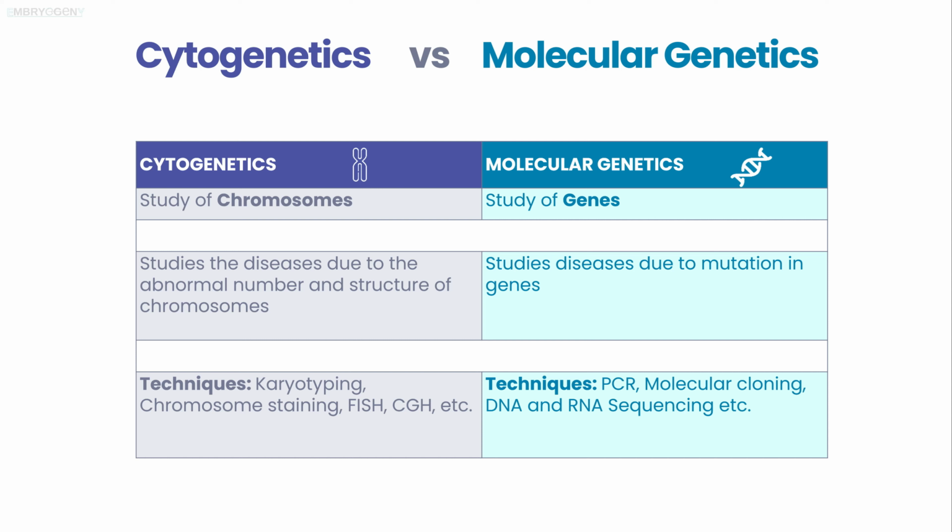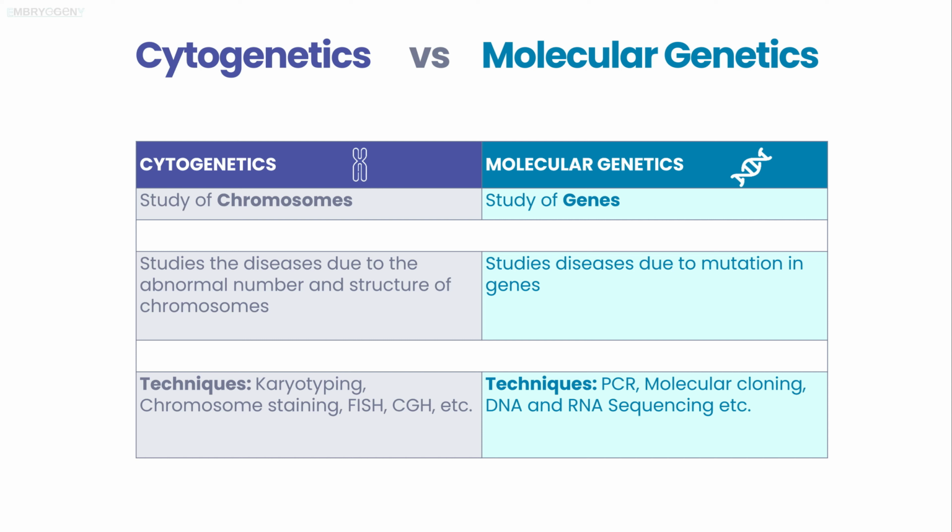Cytogenetics is the study of chromosomes and everything and anything related to chromosomes, and the techniques used in the cytogenetic labs are usually karyotyping, chromosomal staining, FISH or array CGH. While molecular genetics is the study of genes and gene mutation and anything and everything related to genes. Techniques used in a molecular genetic lab are usually PCR, molecular cloning, RNA and DNA sequencing.